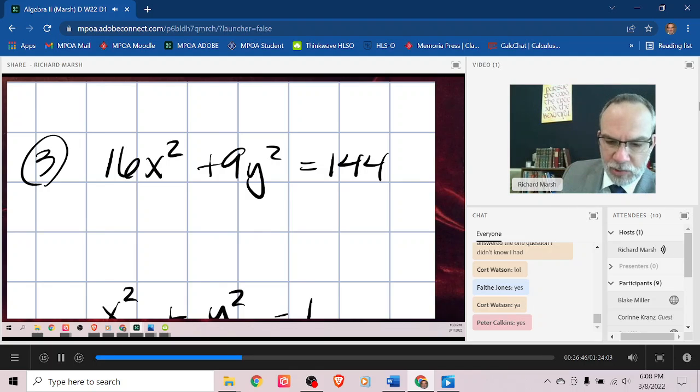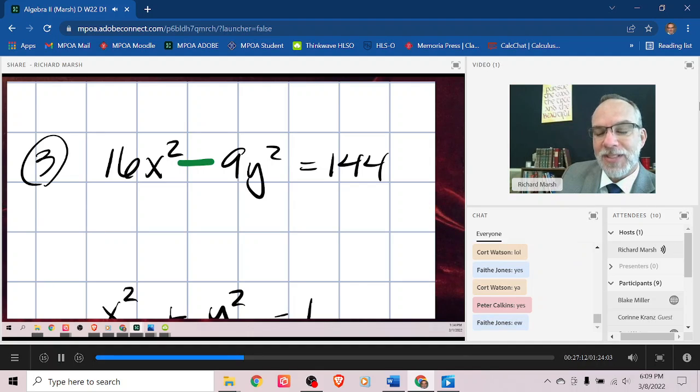Okay, I'm going to make one more change. Watch me. I'll make it a subtraction problem. What does that do? It turns the ellipse inside out.